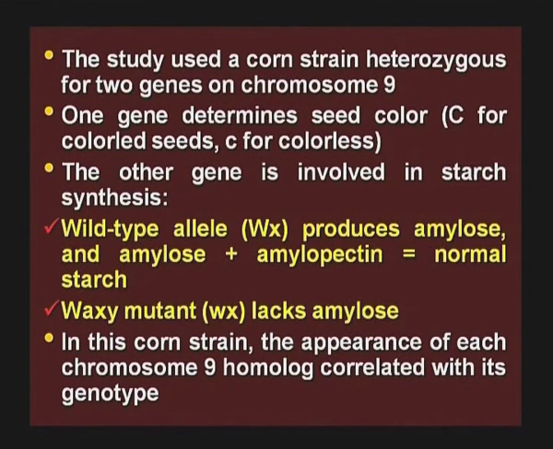One gene determines seed color, capital C for colored seed, small c for colorless. The other gene is involved in starch synthesis. The wild type allele, capital W small x, produces amylose plus amylopectin, that is normal starch. The waxy mutant, small w small x, lacks amylose. In this corn strain, the appearance of each chromosome 9 homolog correlated with its genotype.